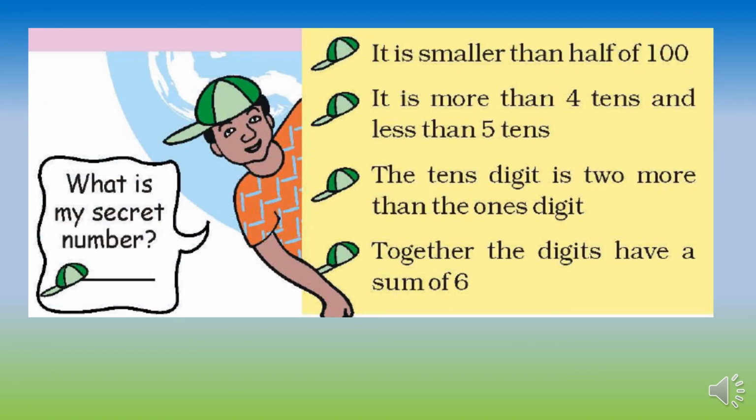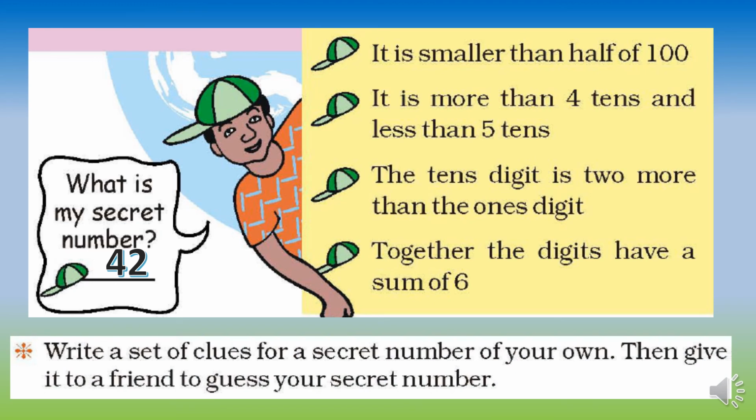Now Binod, it is smaller than half of 100. It is more than 4 tens and less than 5 tens. The tens digit is 2 more than the ones digit. Together the digits have a sum of 6. The number is 42. Write a set of clues for a secret number of your own. Then give it to your friend to guess your secret number.